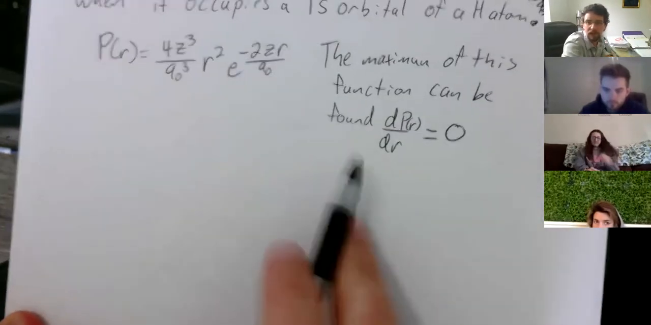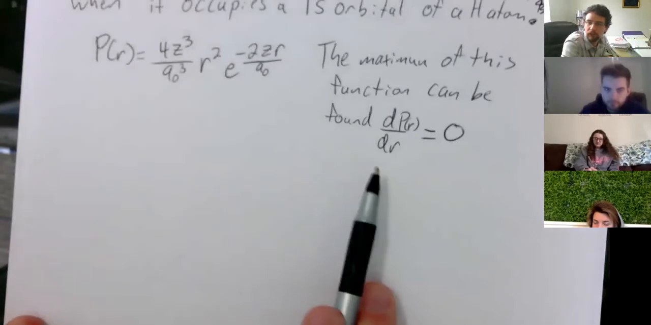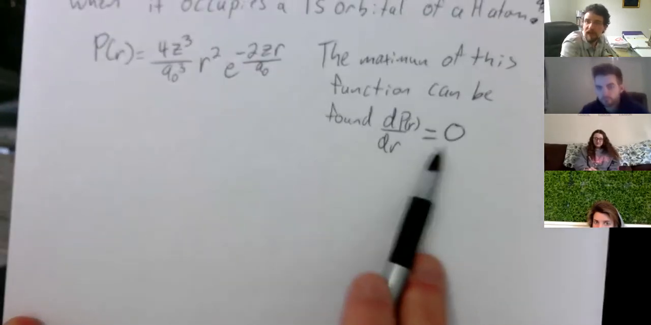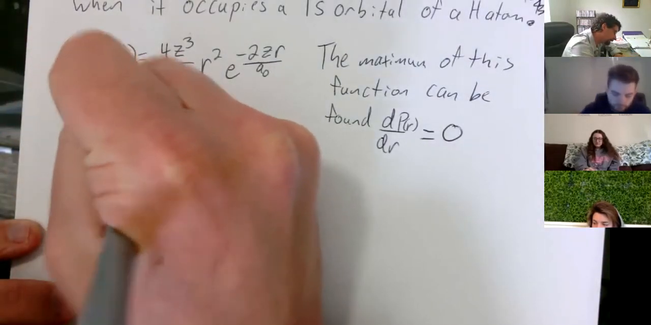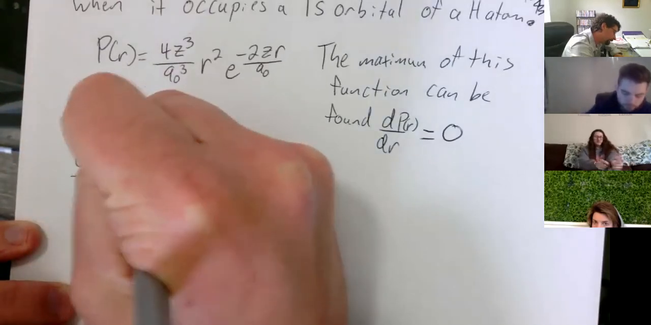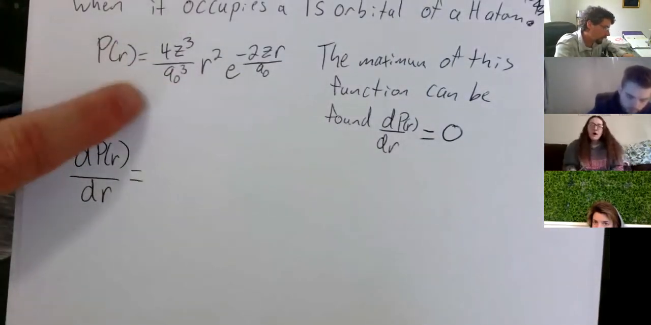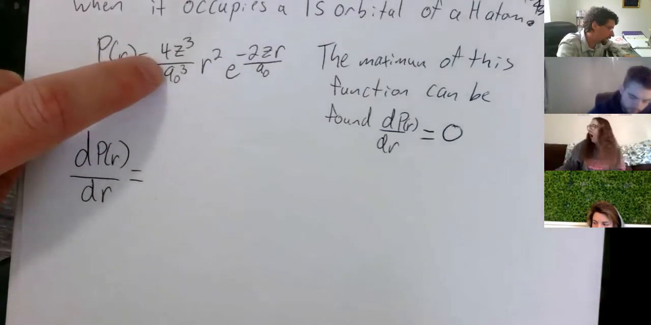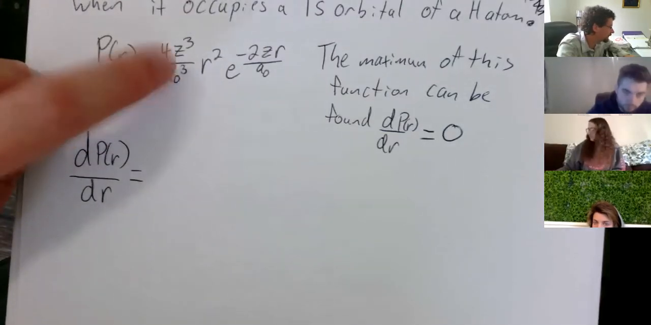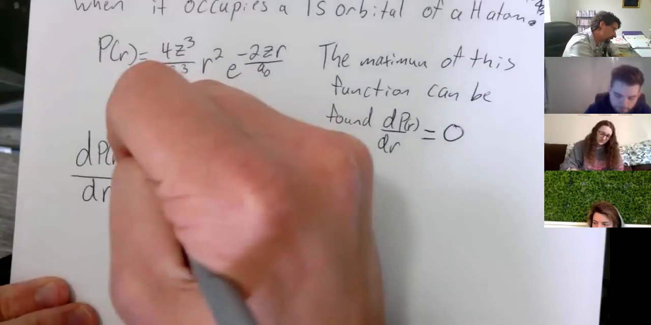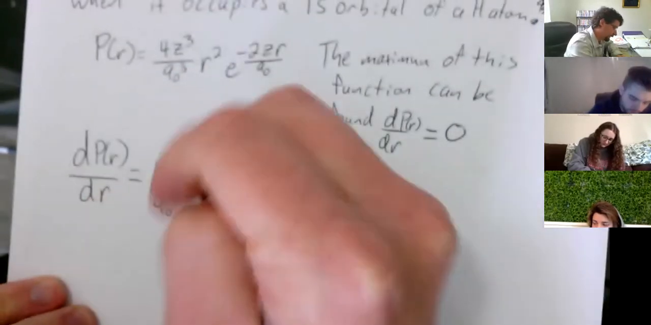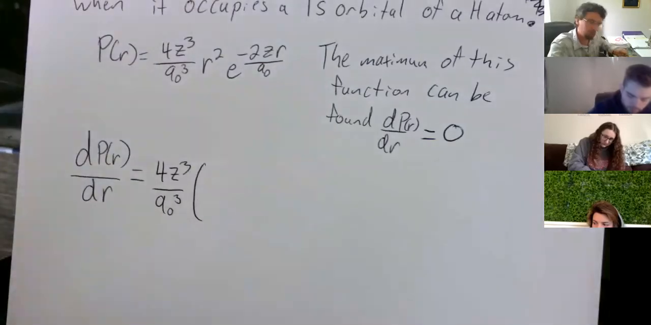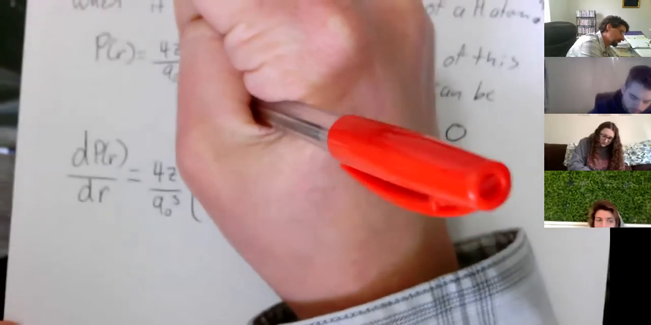Okay. So now we have a radial distribution function. We know we have to take a derivative, and that derivative has to be equal to 0 to be the maximum. So let's do that. We take the derivative with respect to r. Does this first part change at all? No, so that's just a constant. We can pull that out. Okay, so what we're looking at is taking the derivative of r squared with respect to this portion.